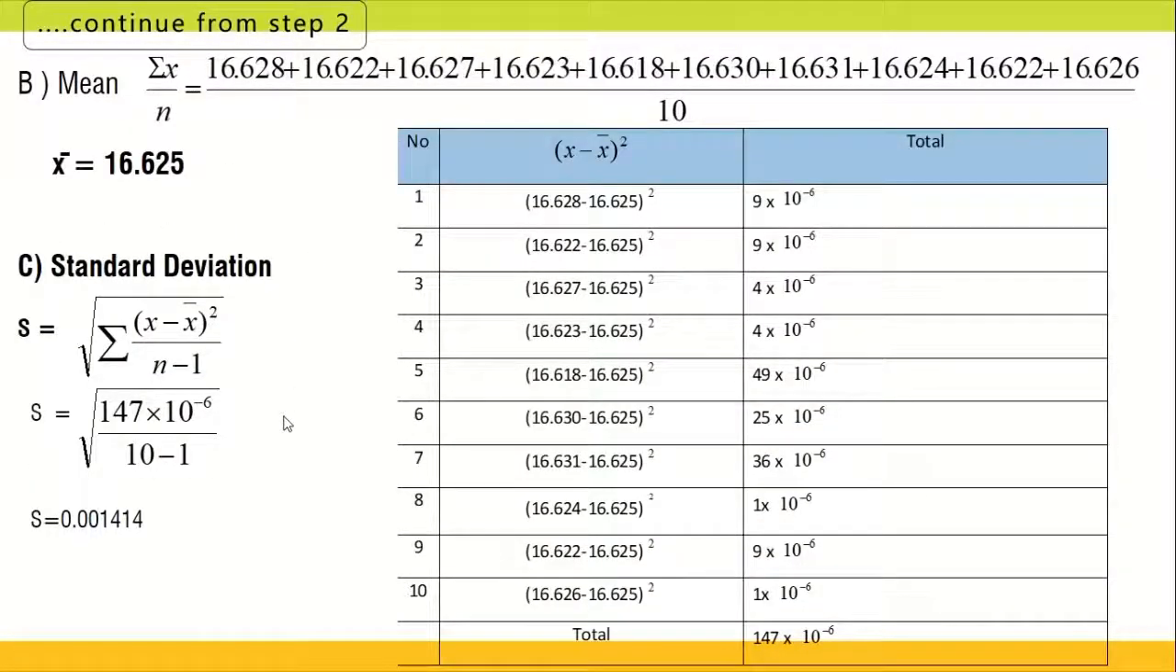Since we got the mean, substitute the mean in the standard deviation formula. But first, find this value for each data point. So this is the table. Finally, we got the answer for the standard deviation, which is 0.001414.